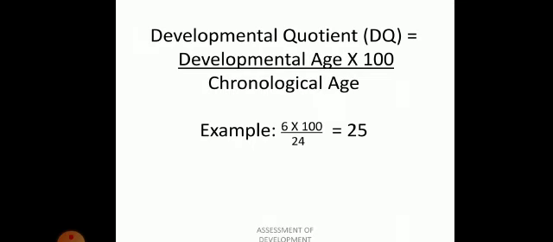By considering the gross motor development, fine motor development, personal and social development, language, vision, and hearing, and looking at all of this, we have to determine the age of the child as per developmental milestones, and then we have to find the developmental quotient.